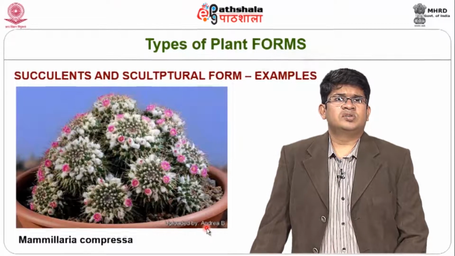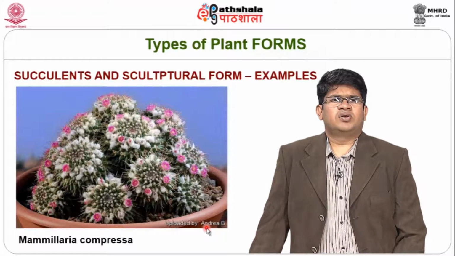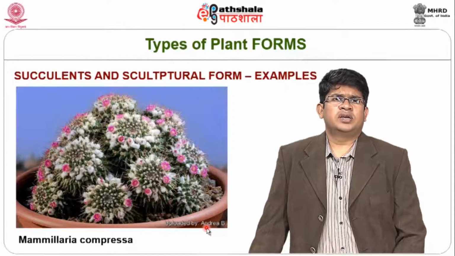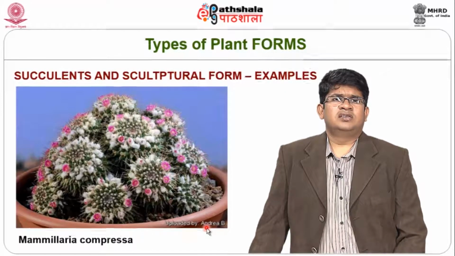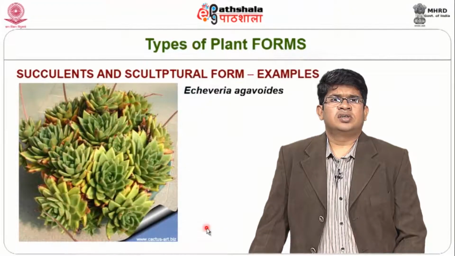So, some of the examples you could see are very striking forms and sculptural forms, not only with respect to their shape, but also in terms of colors and the different habits at different scales. You could see here the Mammillaria compressa, very succulent.